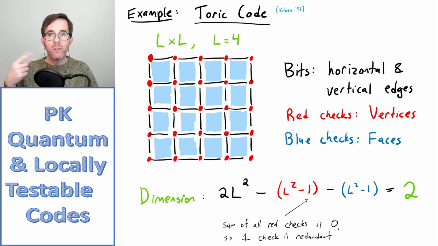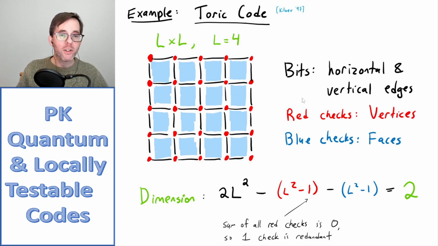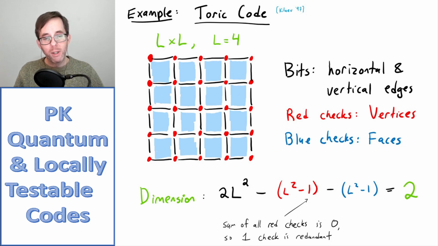So actually, one of them is redundant. It's linearly dependent. So there's really only L squared minus 1 linearly independent red checks. And similarly for the faces checks, so the final dimension is 2L squared minus (L squared minus 1) minus (L squared minus 1), which is constant 2, which is, hey, at least it's not 0. It's strictly positive for all L. So that's not great, but it's non-trivial.